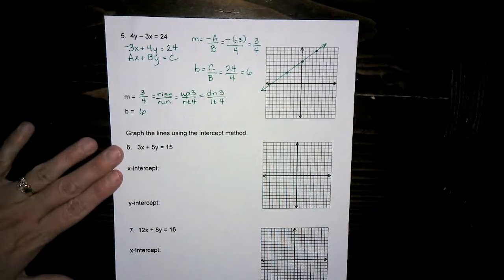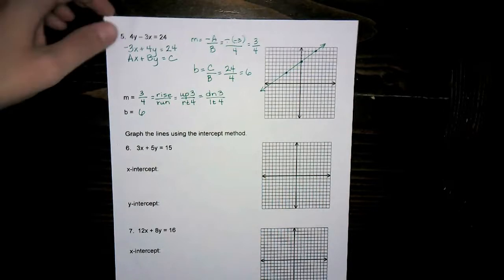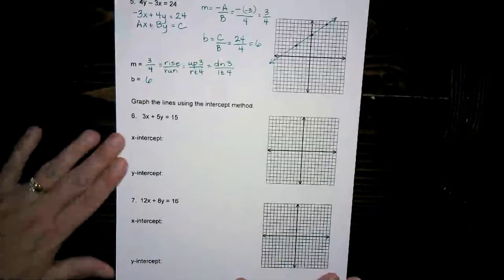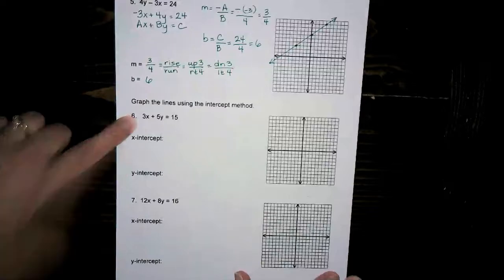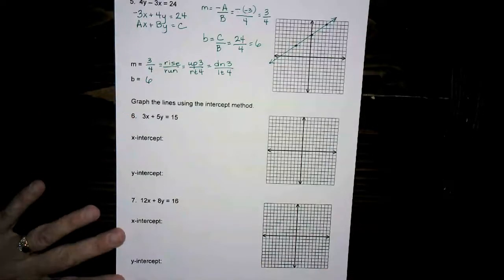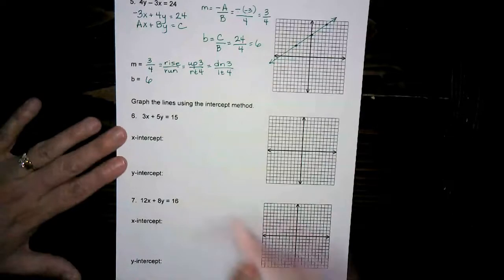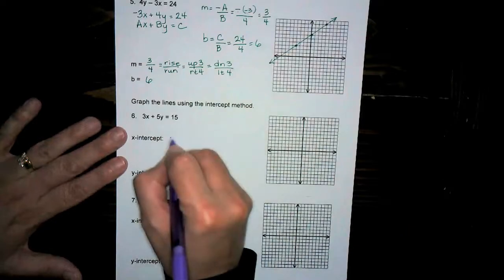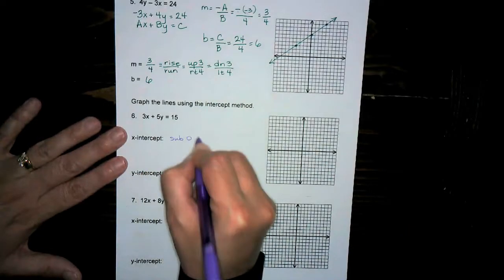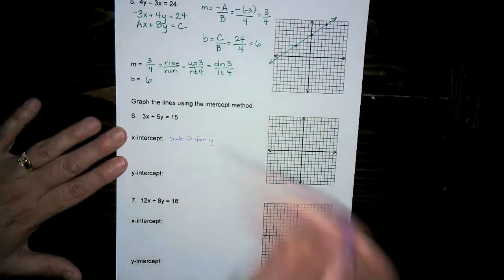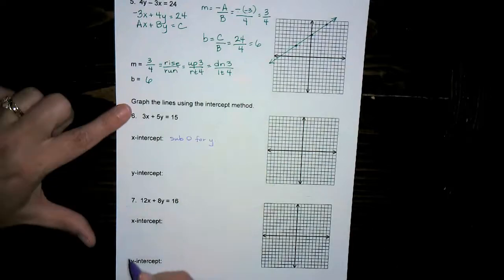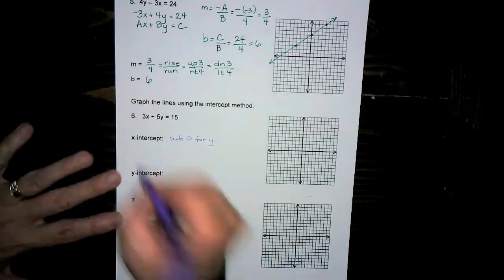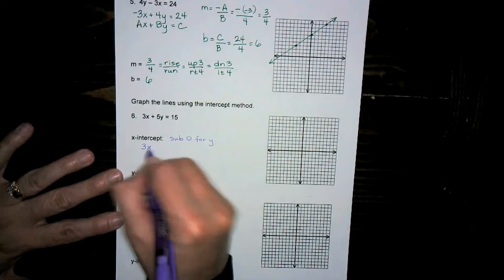Okay. Number 6 here asks us to use the intercept method. Okay, so you'll notice here when we're in standard form, sometimes it's easier to plot the intercepts. So let's write some notes for ourselves. To find the x-intercept, we sub 0 for y. So in my equation, I'm going to replace the y with a 0. It'll look something like this.